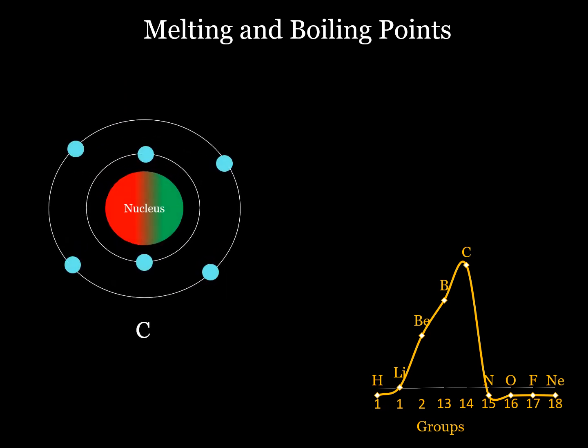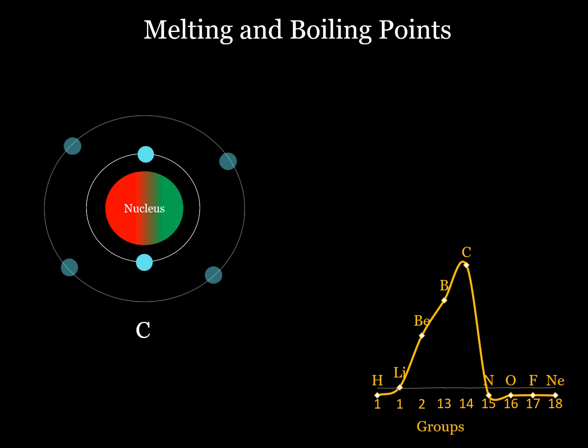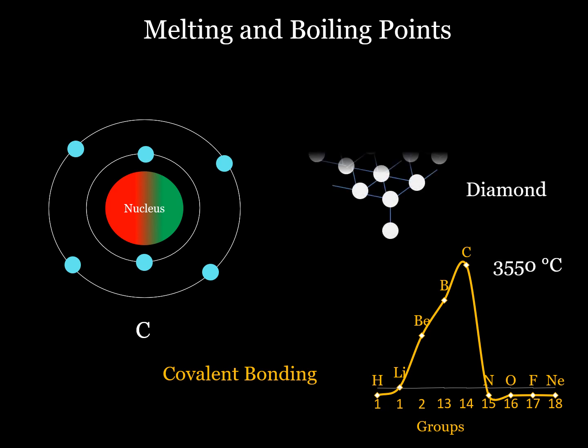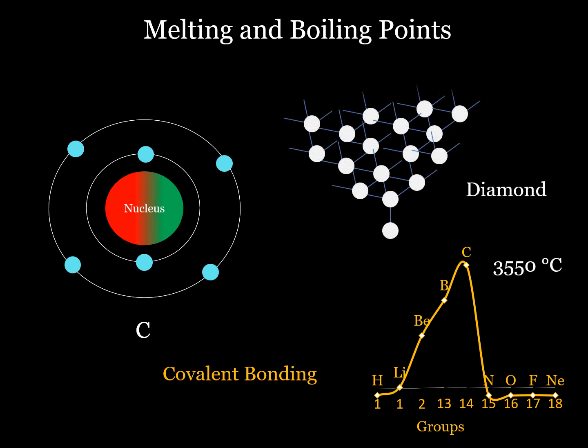Carbon in group 14 has 4 electrons in its outermost shell. It can gain 4 electrons or lose 4 electrons, but it rather forms a different kind of bond, a shared electrons bond, called the covalent bond. That's why diamond, the crystallized carbon, has a very high melting point.